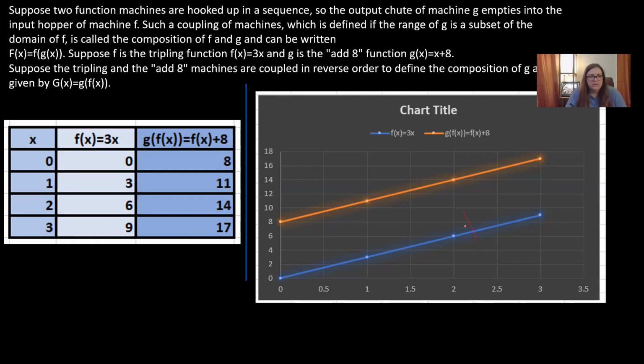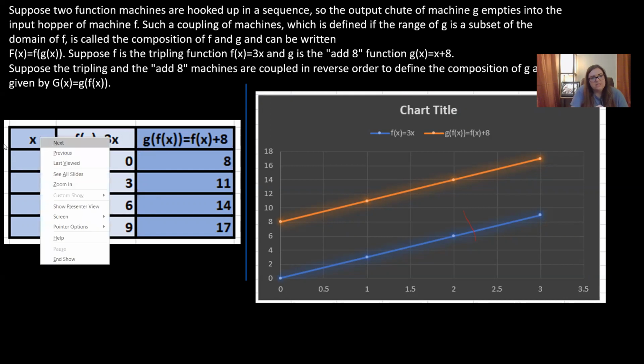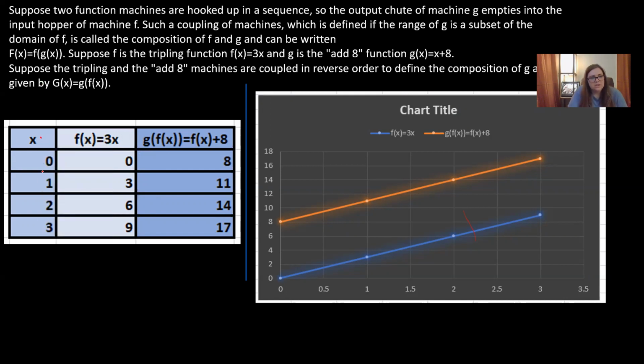Suppose F is tripling. So we're going to say it's tripling. So here's our given set of X, and it's 0, 1, 2, and 3 is what we were given. And now we're trying to triple them. So if we triple 0 times 3, we're going to get 0 still. 1 times 3 is 3. 2 times 3 is 6. And 3 times 3 is 9. So that's how we got 3 of X.